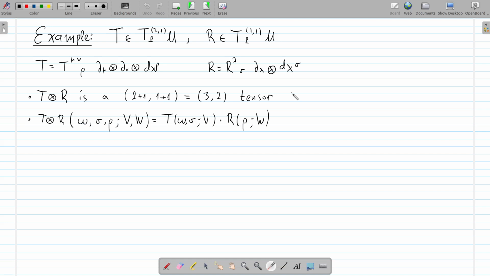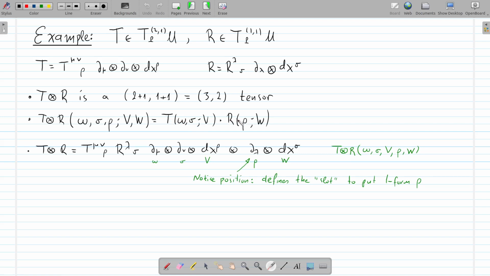Let's compute now the tensor product of those two tensors. Since this is a 2-1 tensor and this is a 1-1 tensor, their tensor product will be a 3-2 tensor. And as such, it will be a linear map on 3 one-forms and 2 vectors. And we have seen that this is defined by the product of the actions of T and R with the respective one-forms and vectors. So we can take the tensor product by considering the tensor product of those linear combinations that give us the two tensors. So what we will obtain is the product of the two components of the respective tensors. And here you see we have d mu dx rho from the first term, d lambda dx sigma from the second term.